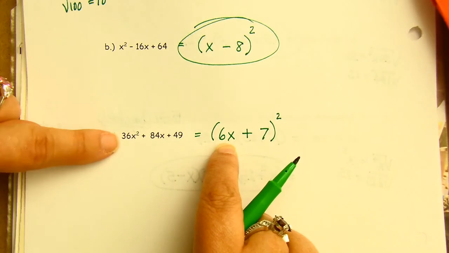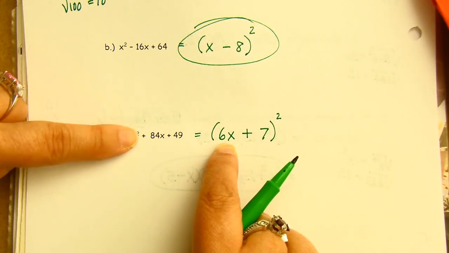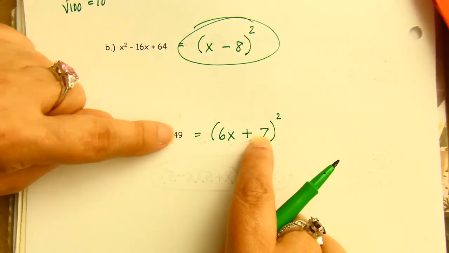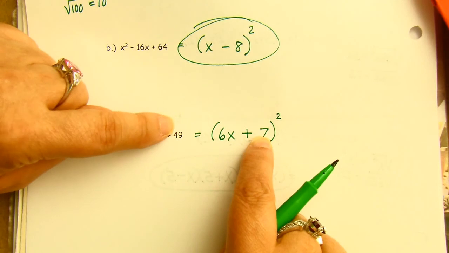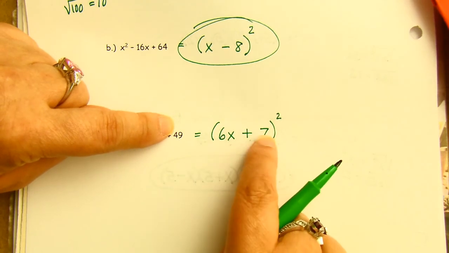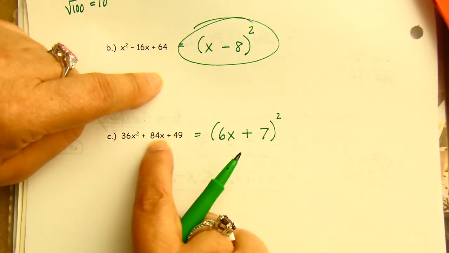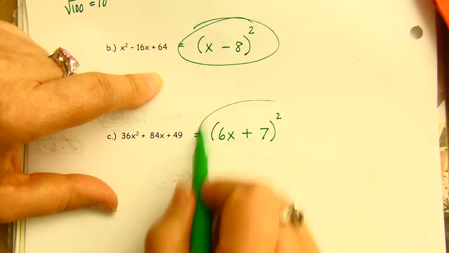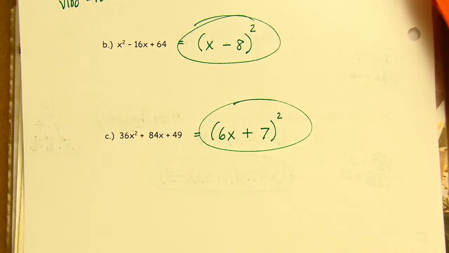6x squared is 36x squared. 7 squared is 49. 7 times 6, 42, doubled, is 84 and is positive. So yes, I can be sure and confident that I have factored that correctly.